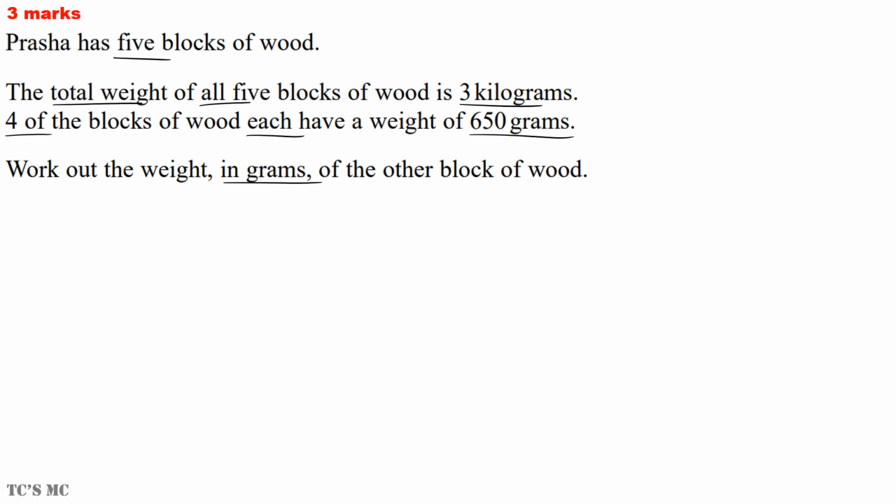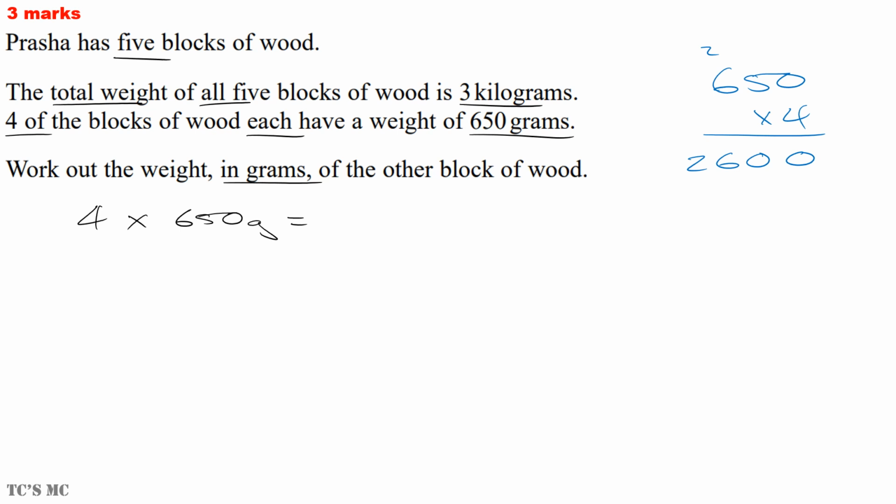To start with, we need the total of the 4 blocks of wood. So 4 multiplied by 650 grams. I am going to do that calculation on the side using column multiplication. 4 multiplied by 0 is 0. 4 multiplied by 5 is 20. 4 multiplied by 6 is 24. Add the 2 and that's 26. So our answer is 2,600 grams.